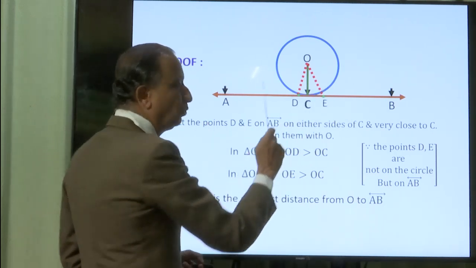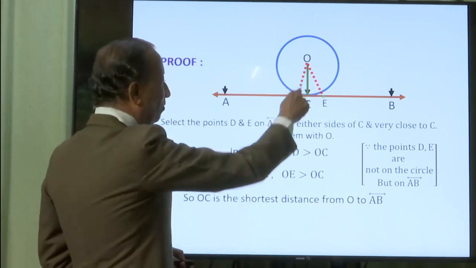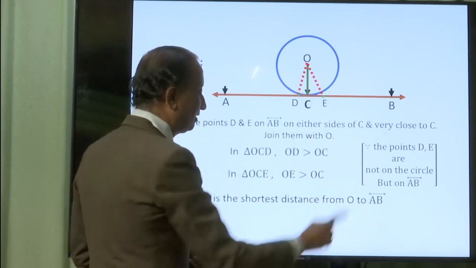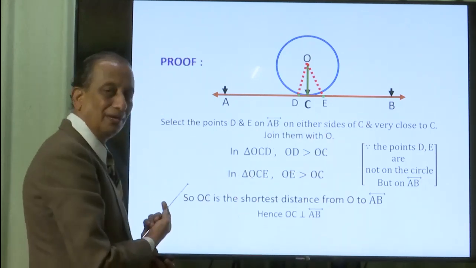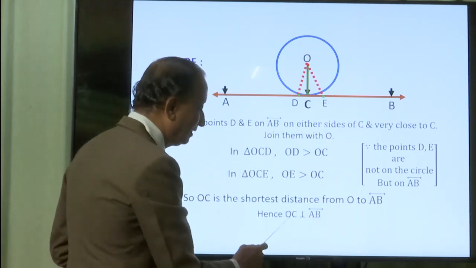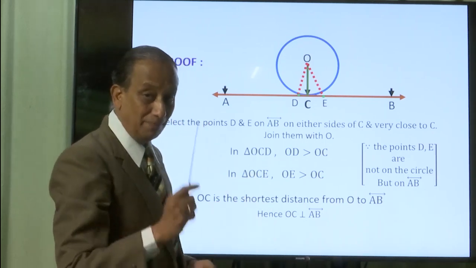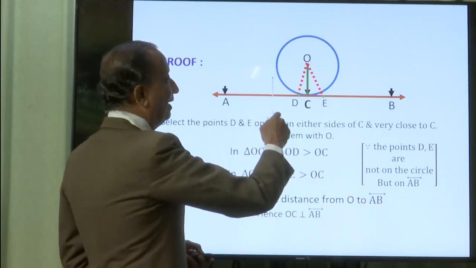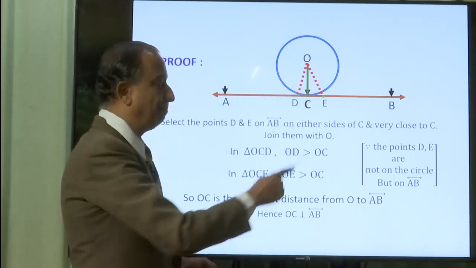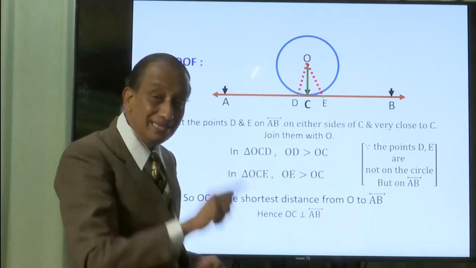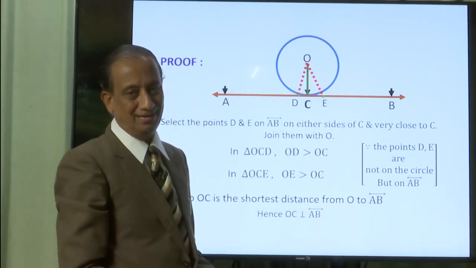So it is enough, two cases are enough to show that OC is the minimum distance from this point to this straight line AB. Therefore we can conclude that OC, that is the radius, is perpendicular to straight line AB, because out of all the lines that can be drawn from the external point O to AB, the least is the perpendicular.